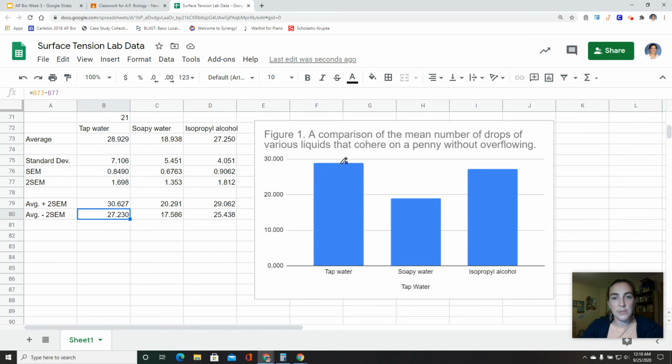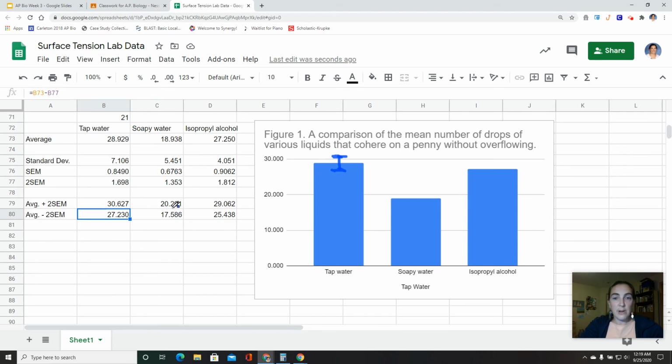So I'm going to draw that error bar in here. We want to go up to about 30.627, which is going to be right about here. And down to 27.23. And I don't have a lot of lines on this, so I'm just going to estimate right about there. If you have notebook paper or graphing paper or something, hopefully you can do this a little more precisely. It is important to be fairly precise with these so that you can see if the error bars overlap.